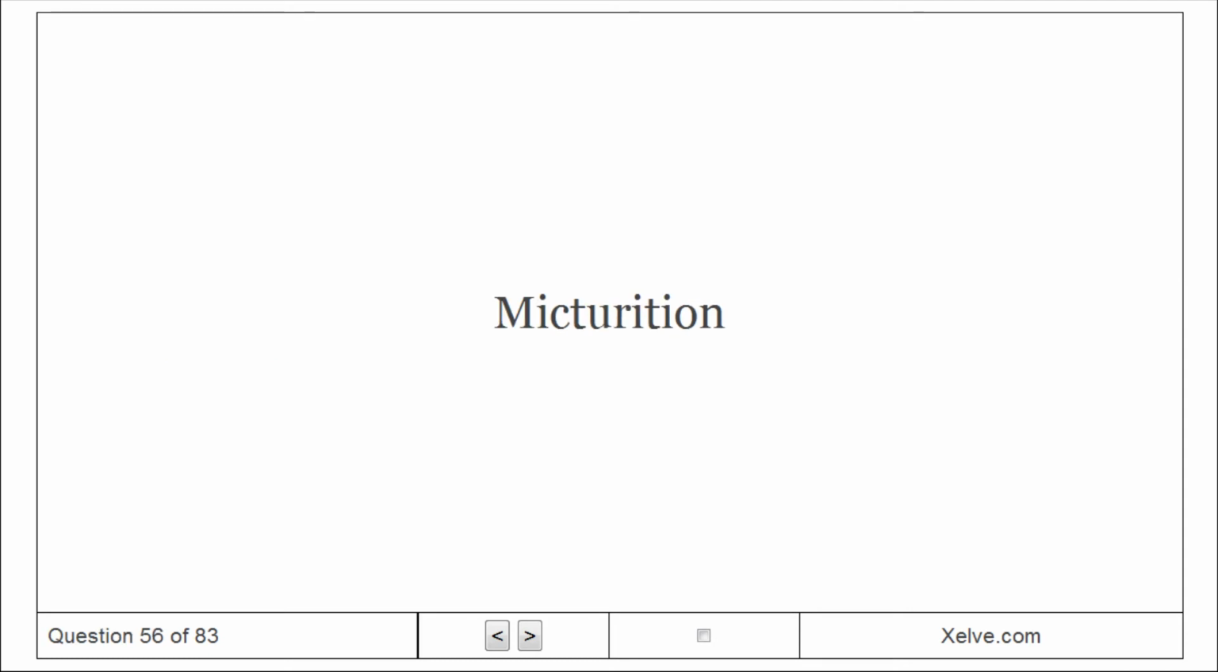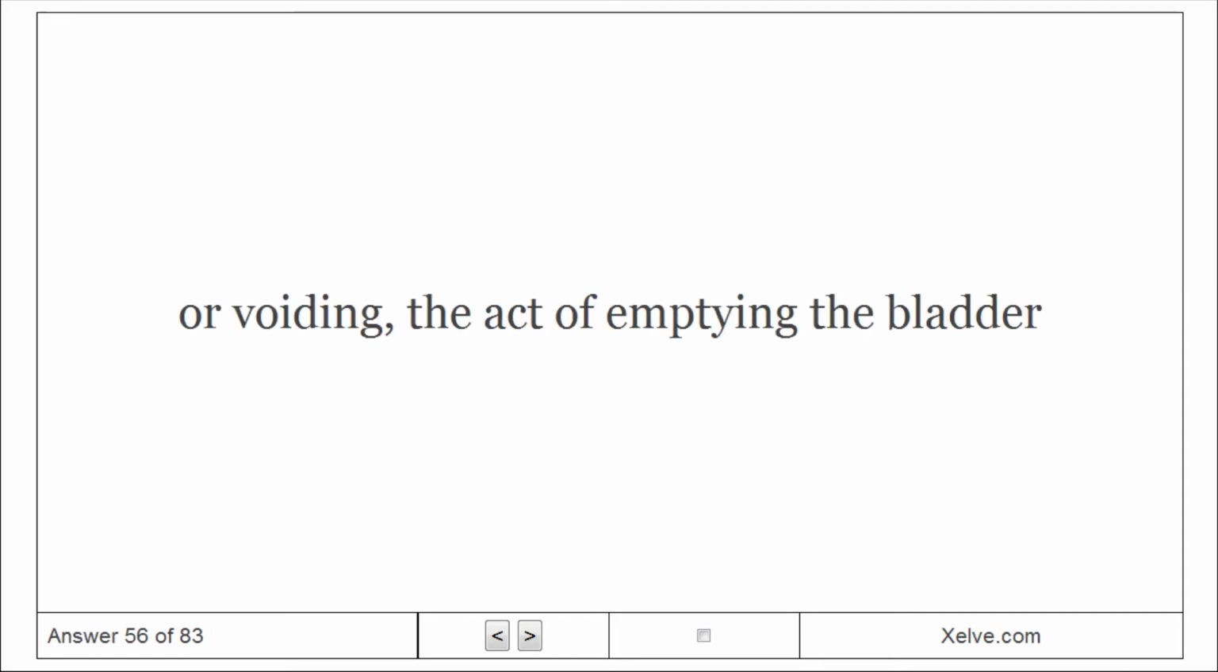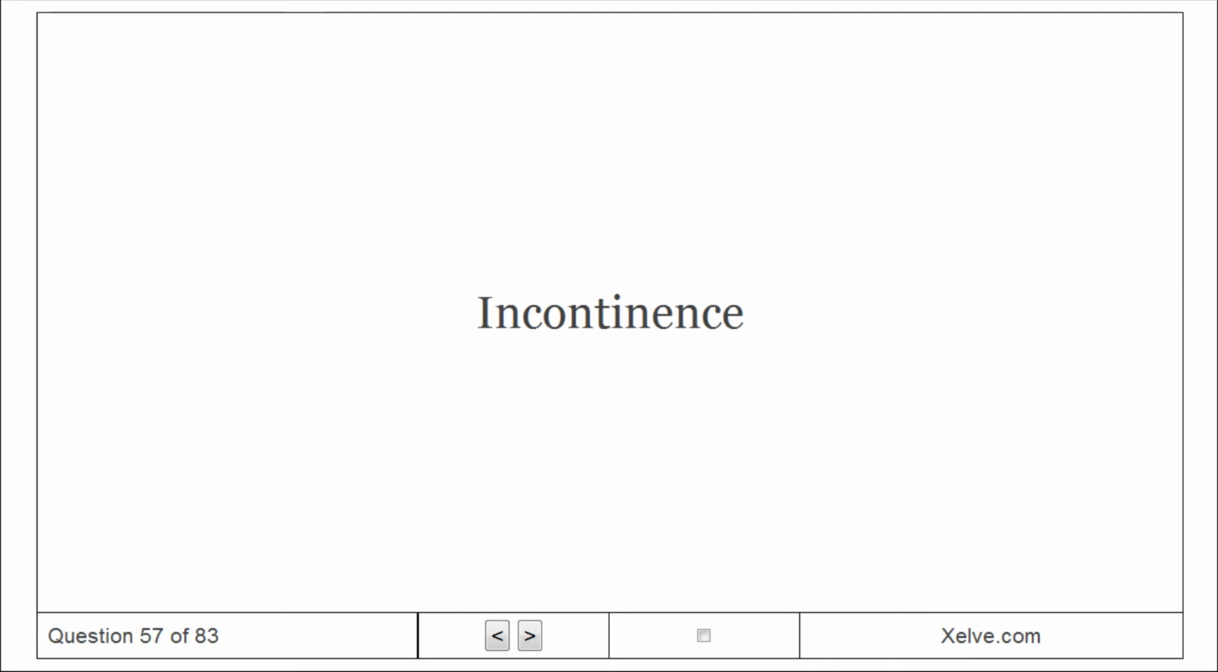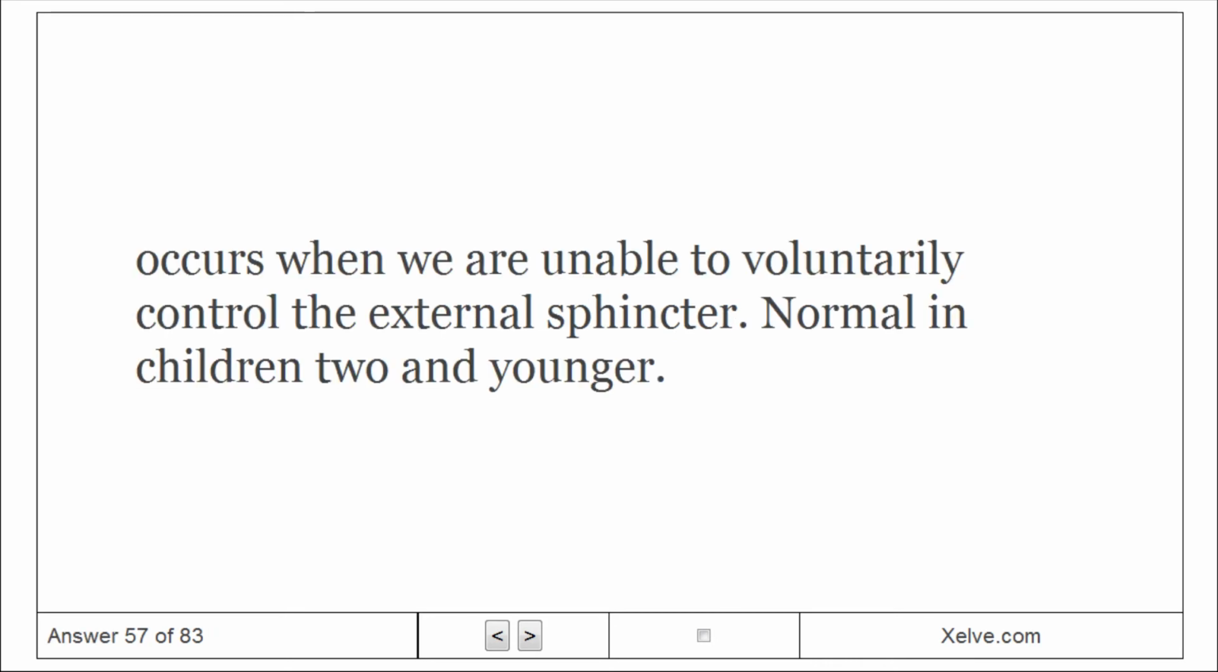Micturition, or voiding: the act of emptying the bladder. Incontinence. Occurs when we are unable to voluntarily control the external sphincter; normal in children 2 and younger.